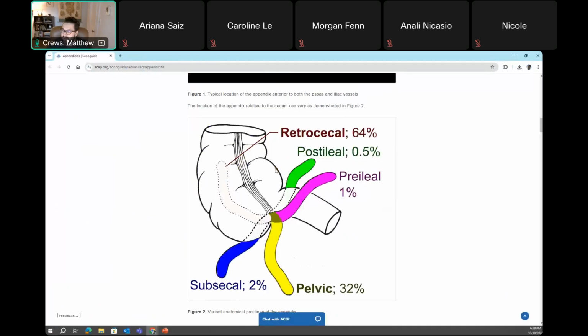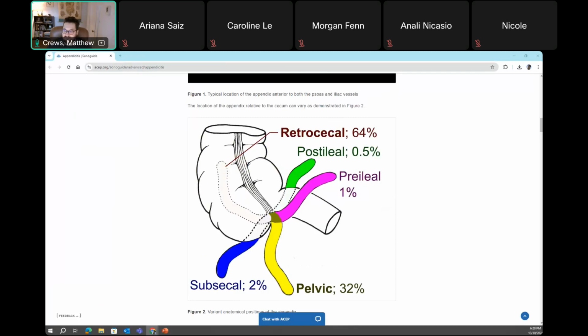Okay. They are pelvic in 32% of people. They are retrocecal in 64% of people. 64% of people, you can't even really see it on a CT. Okay. Post-ileal in 0.5% of people, pre-ileal in 1%, and subcecal in 2%. So mostly retrocecal, sometimes pelvic, and sometimes other stuff.